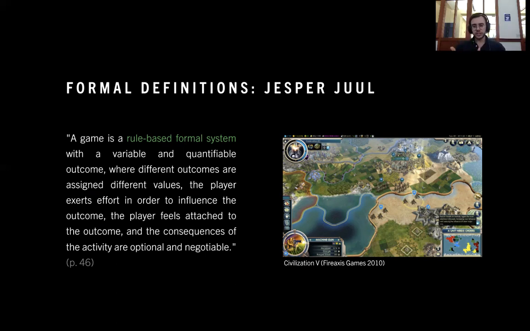The interesting addition that Juul makes here is to say that these quantifiable outcomes are negotiable or even optional, or the consequences of the activity are optional and negotiable. This means that players themselves decide to assign certain values. A game can assign certain values, binary values, such as you won a game or you lost a game, you succeeded in a level or not, you killed that many enemies and you found that many secrets in the game or not.